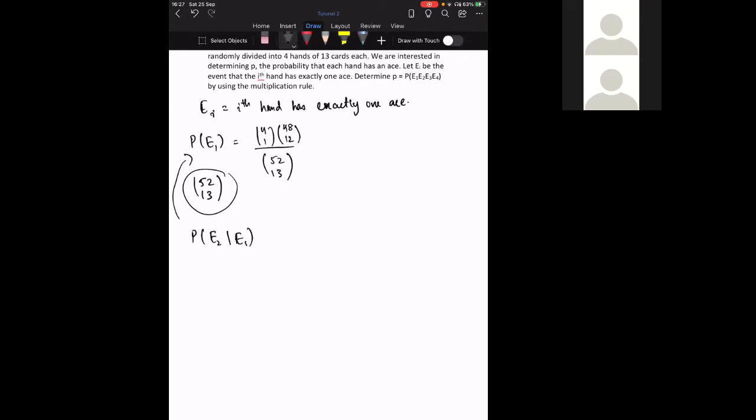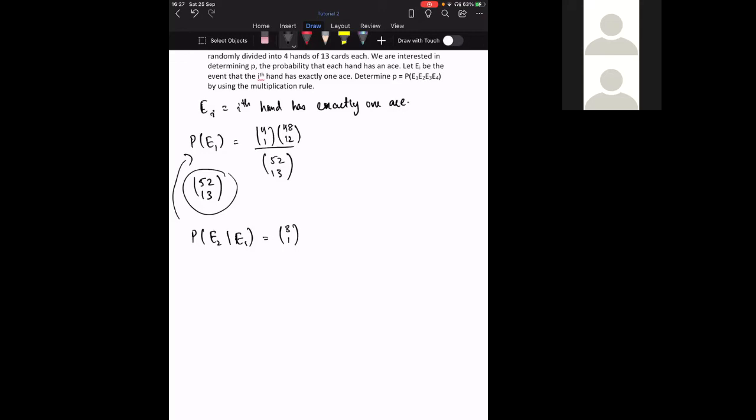So I know that I've chosen a hand of 13 cards out of the 52, and I know that there is an ace in that hand. So what am I left with now? I'm left with 3 aces, out of which I want to choose one.